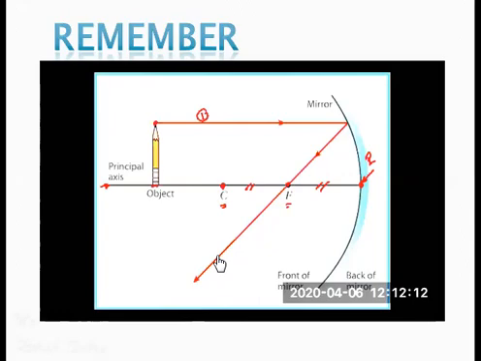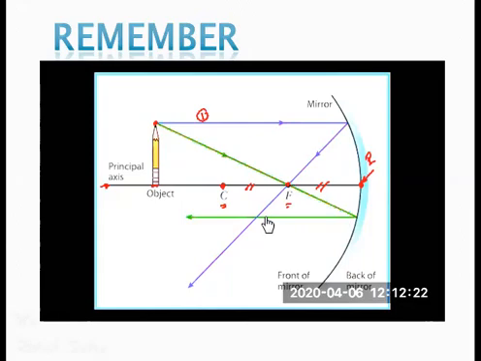Okay, well, the second reference ray is that one. This is the second reference ray. It's literally opposite to the first case. In the first case, the incident is parallel and the reflected passes through the focus. Here the incident ray is passing through the focus and the reflected is parallel. So this is the second ray.